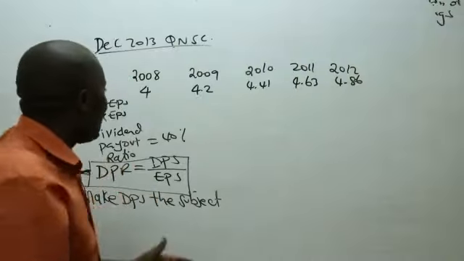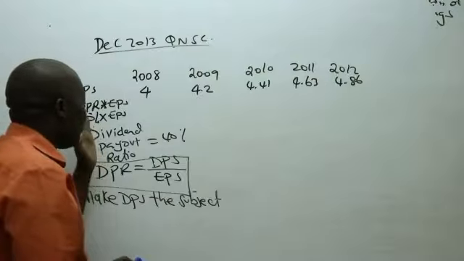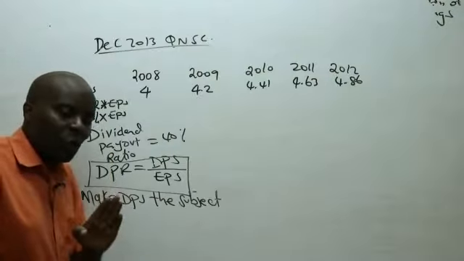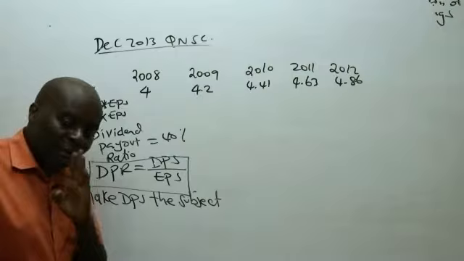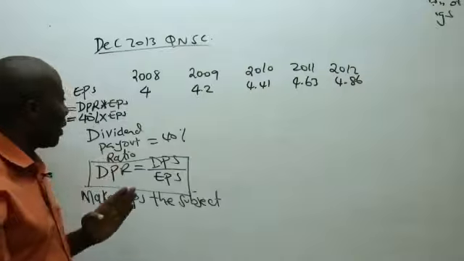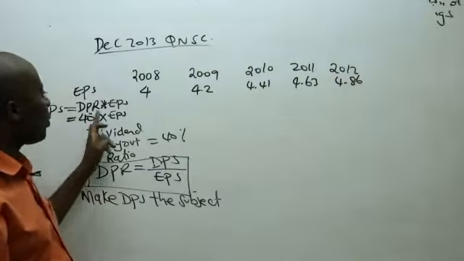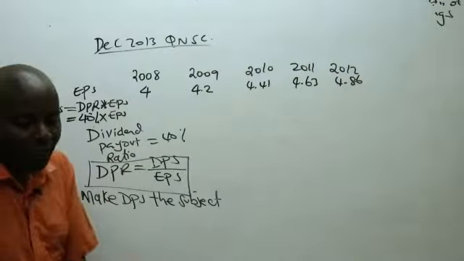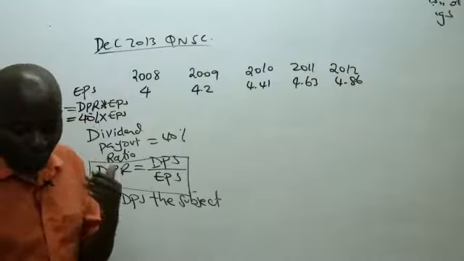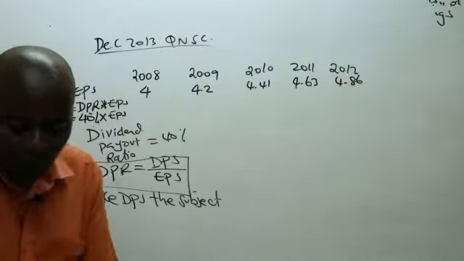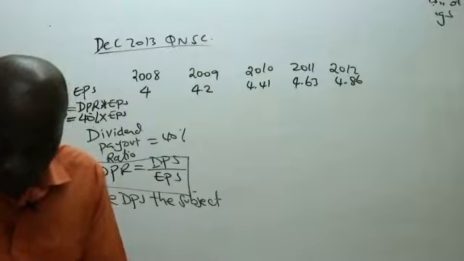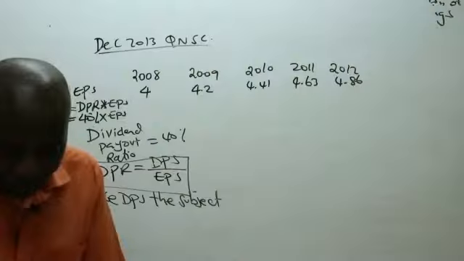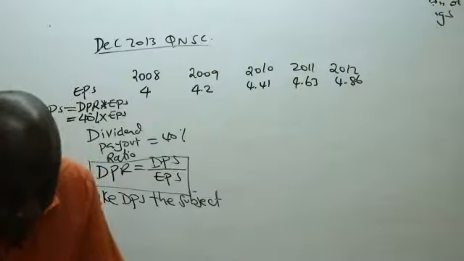So anytime you see the examiner giving you dividend payout ratio, he wants you to compute the dividend per share. So could you kindly give us 0.4 times 4? Somebody talk to me. This is 0.4 because they have told us in this question that the dividend payout ratio is 40%. So kindly help me out.